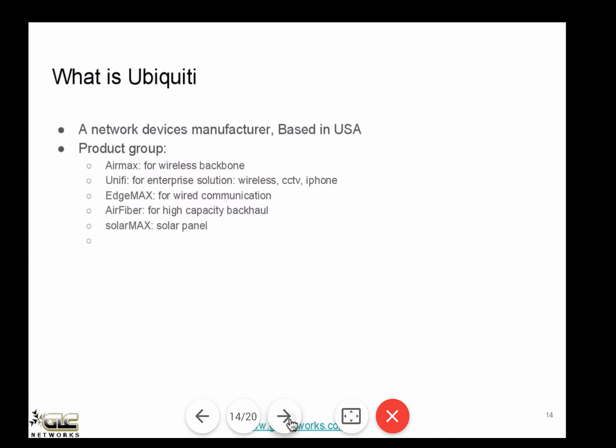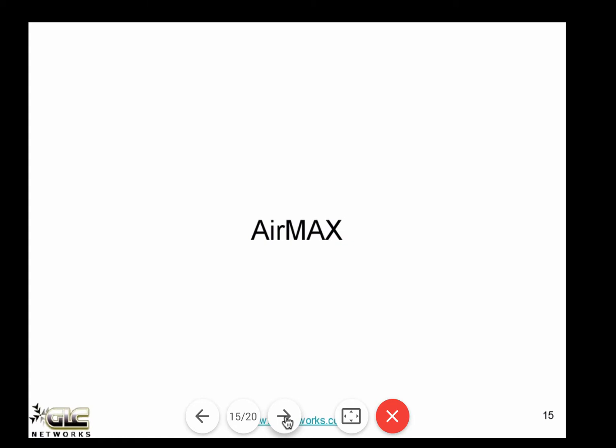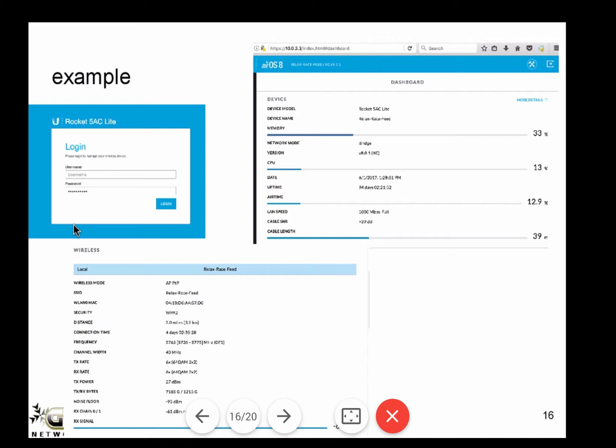Okay, so about AirMax. Here I put some screenshots about AirMax. If you already install AirMax, as you can see, you can log in here, on the picture top left. After you log in, you can see the picture on the top right here. So that's the IP address, for example. And then it will display the dashboard: the device model, device name, memory, network name, CPU, and so on and so forth, the airtime, uptime, LAN speed, and then the cable link it can detect.